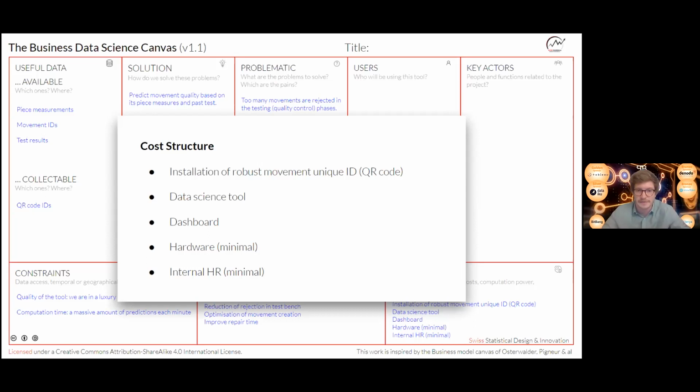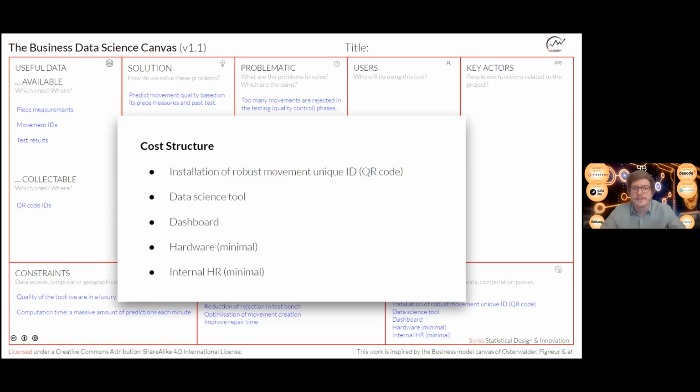Then you have the data science tool, that's more or less the brain of the solution, so you have to think about this. The dashboard, the visualization, the interaction. You have the hardware, where you will put concretely the solution, where you will integrate it. And then you have the internal human resources. I put it minimal because in this project it was externalized, but you have also some minimal internal HR that you need to plan.